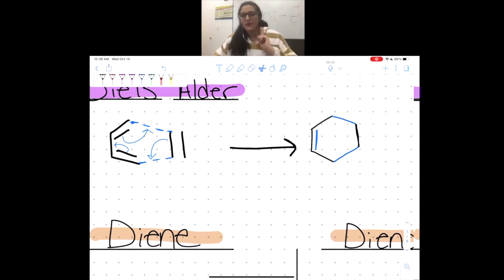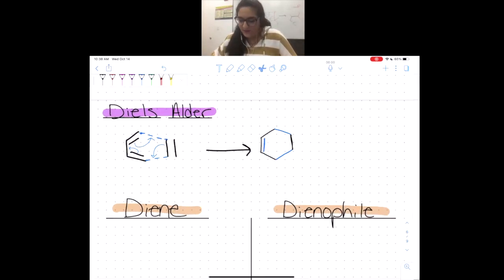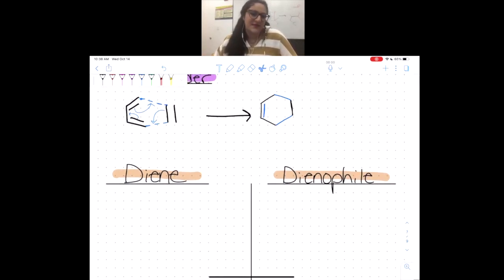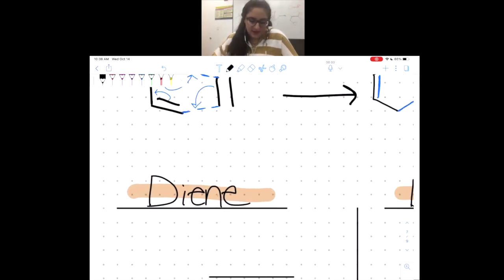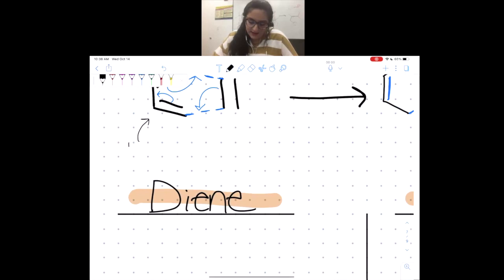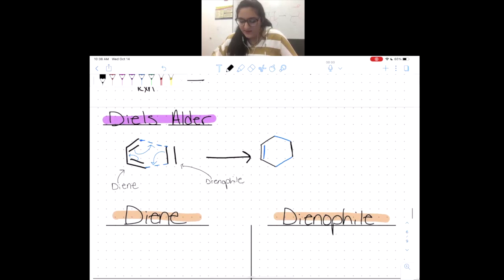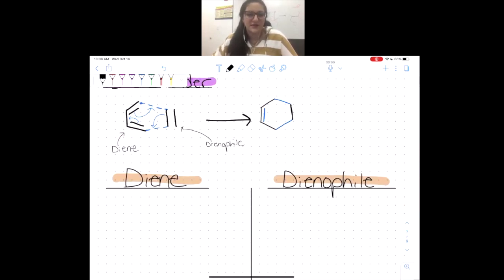We will go over the mechanism in a little bit more detail, but first I want to go over some technical stuff. So when we do this reaction, it is a reaction between the diene and the dienophile. And we're going to discuss what exactly those things are.